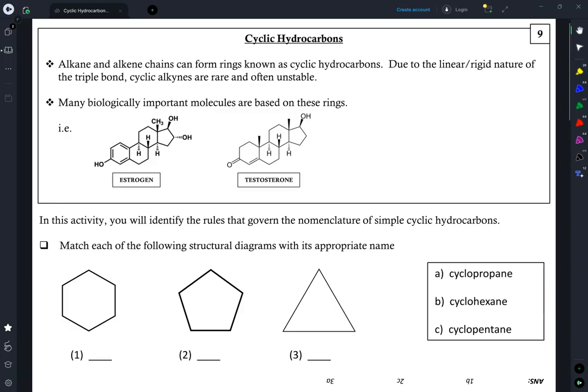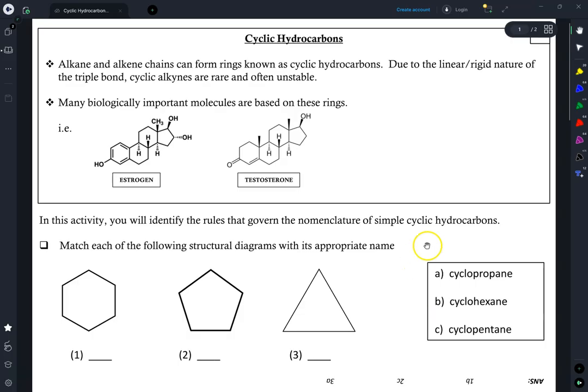Now, as I mentioned previously, I can't teach you every single possible permutation when it comes to organic nomenclature. As such, it is very important that you be able to look at the name of the organic compound, dissect the name, and try to find meaning from it. So what I'm going to ask you to do is take a look at these answers over here and try to match up each of these names with the molecular structures you see on the left-hand side. From there, you will try to identify the rules that govern the nomenclature of simple cyclic hydrocarbons.